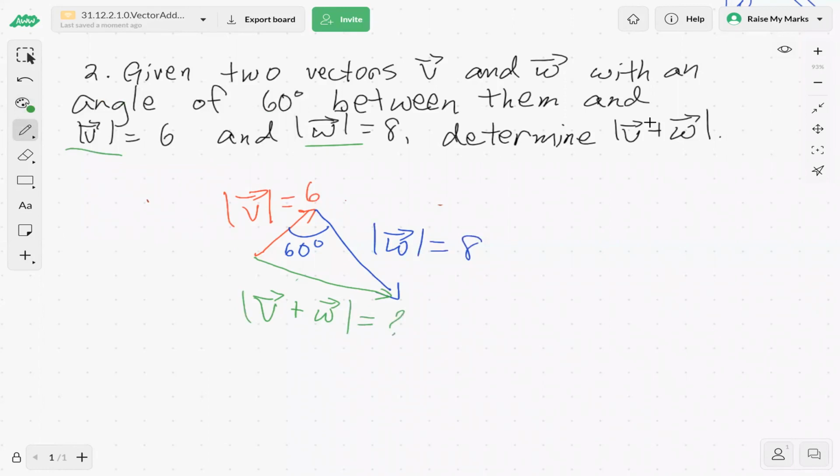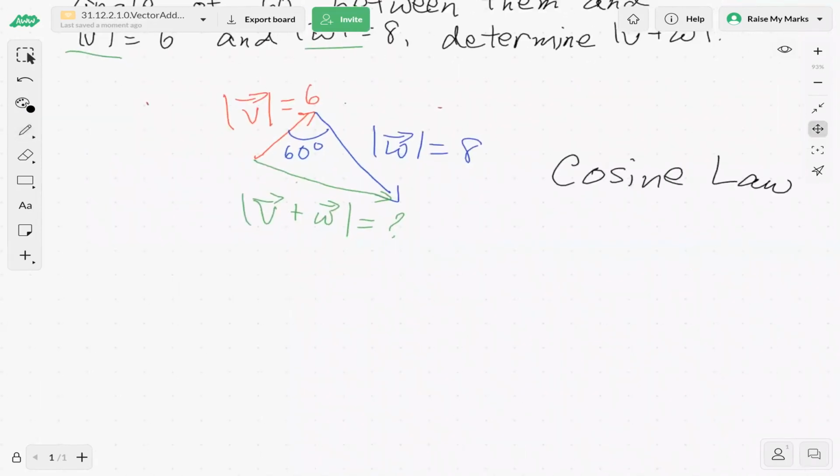This third side length is opposite the angle that we know, opposite the 60 degrees. So what law can we use? We can use the cosine law to find this missing side length. So let's write this out, the cosine law. What does it say? Let's do it in terms of our sides.